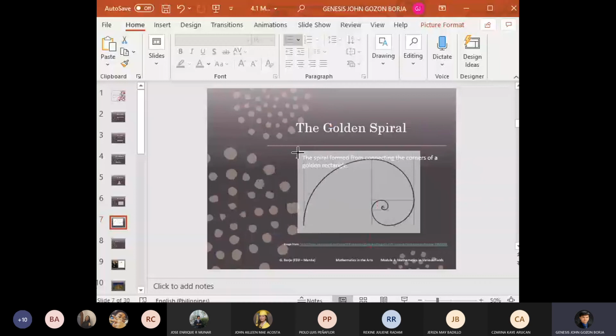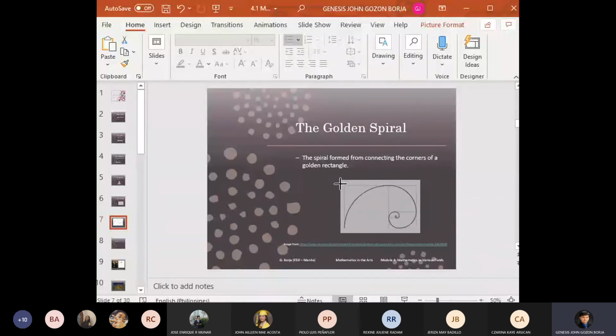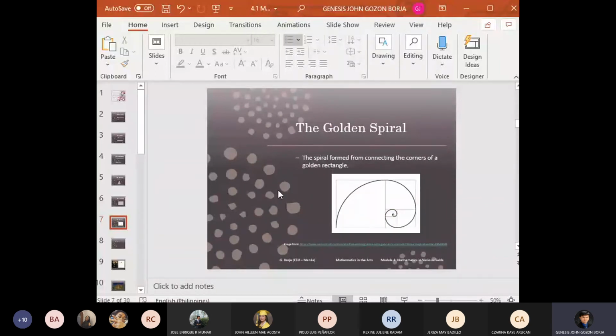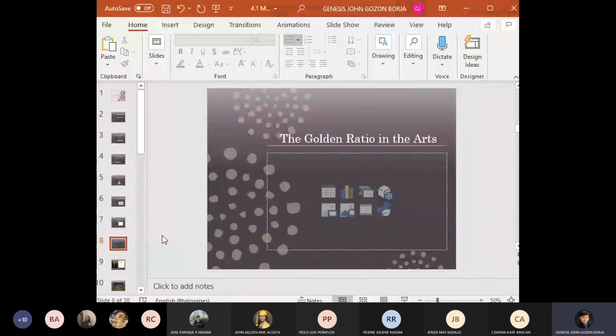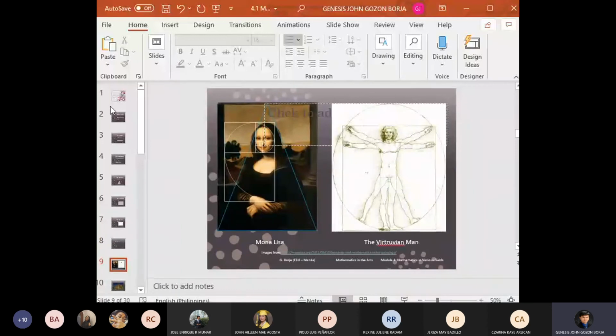And in fact, in the arts, the golden ratio, the golden spiral, and even the golden triangles and rectangles are very much in use. Okay? So tingnan natin, saan ba may mga applications itong mga pinag-uusapan natin. So as we have discussed earlier, si Leonardo da Vinci ay ginagamit niya yung kanyang mathematics sa kanyang mga likha. Okay? So in his artworks.